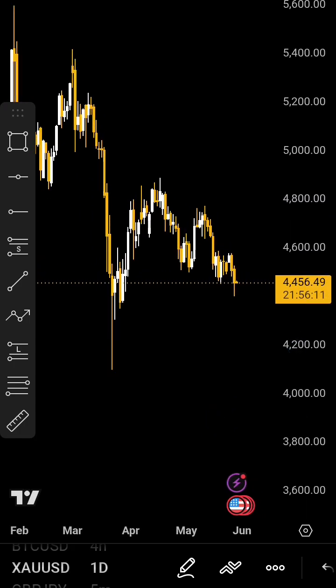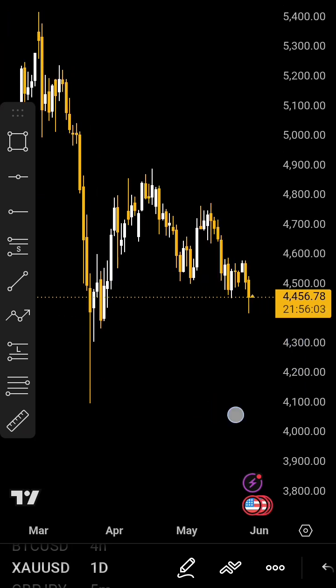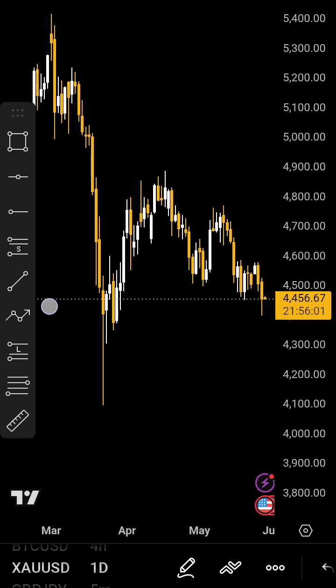On gold, we're going to break it down and try to get an entry. So let's get straight into it. This is the gold chart, and this is on the daily.